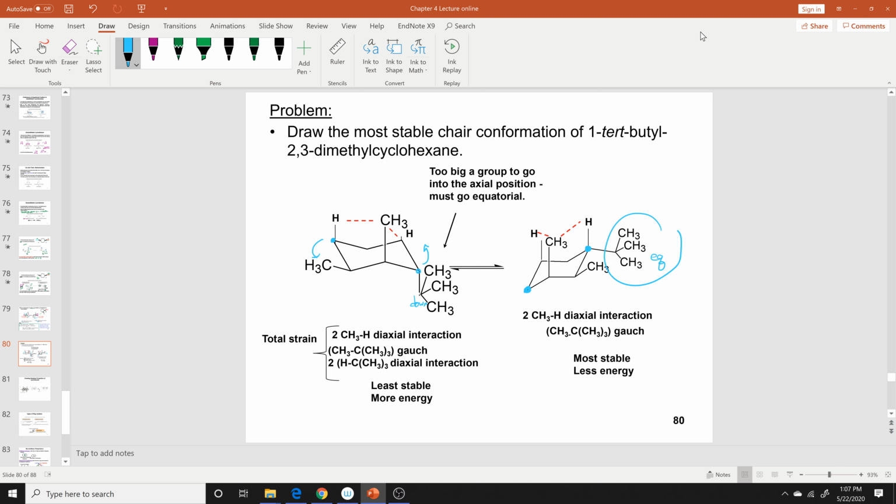Always make sure that the bulky group is always on the equatorial. You don't have an option. So that is going to be the most stable conformer between both.